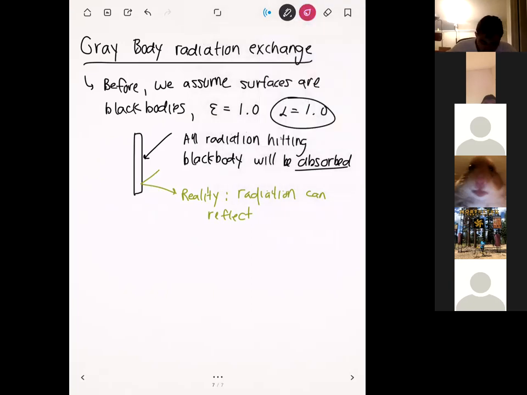All right. And so let me also draw this red one here. This red arrow will denote emission.